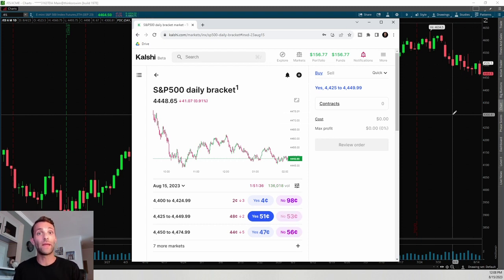Because if it does have that breakout and it gets through 4,300 and has that bullish move, we would want to trade the yes contracts in those upper ranges, because if it does have that follow through, there's the likelihood that it does close in those upper ranges.